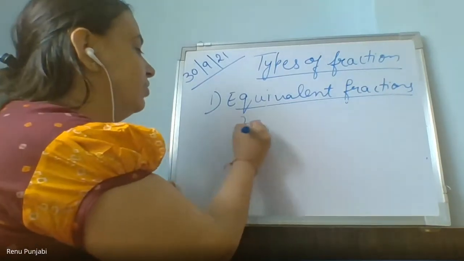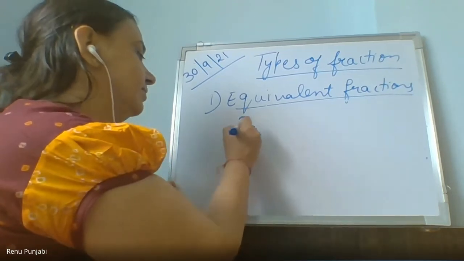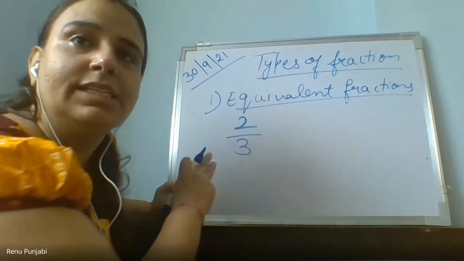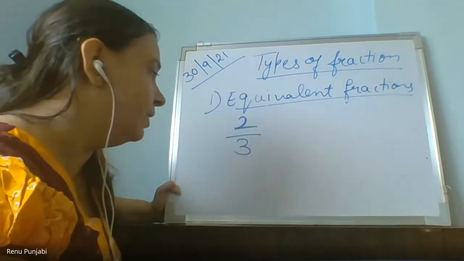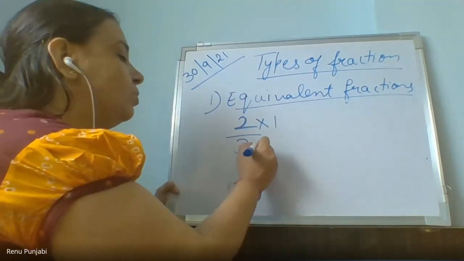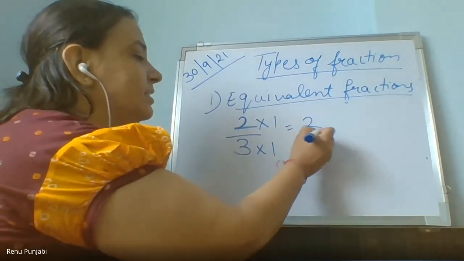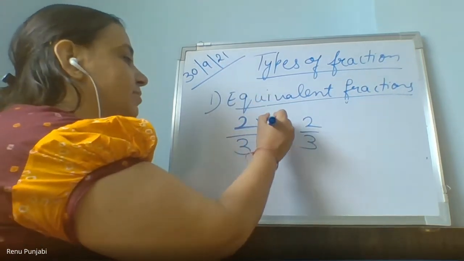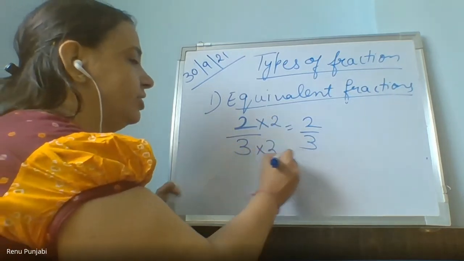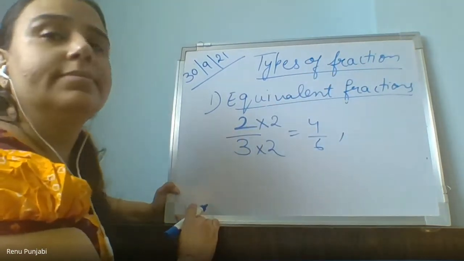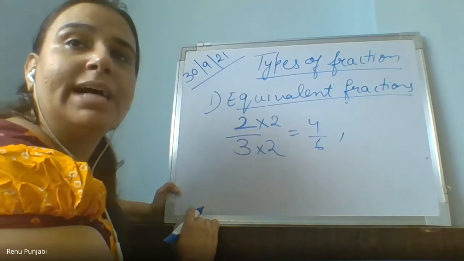Suppose I tell you that 2 upon 3 is the number, and find 3 equivalent fractions same as 2 upon 3. What you will do, you will always start with 2, because if you multiply with 1, you will only get the same answer. So start with 2 so that you can get the second equivalent fraction. Numerator and the denominator, 4 upon 6. One more equivalent fraction. Tell me.